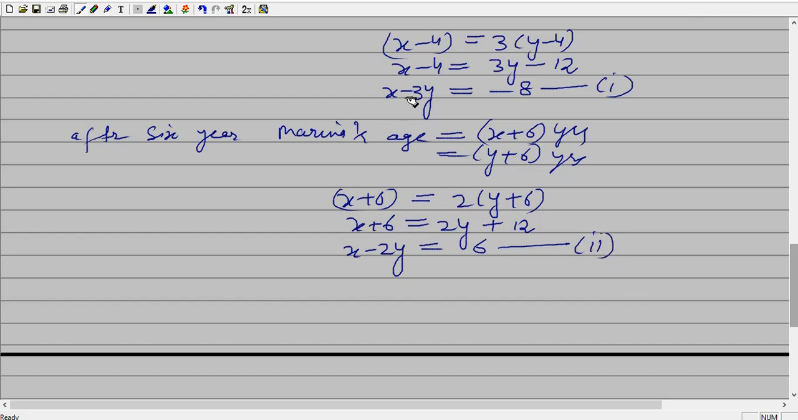Now go through these equations and you can find the values of x and y, exactly the ages of Marina and her daughter. So try all these 3-4 questions. I will make another video to solve the rest of the questions as soon as possible, and then start the new chapters from this week.